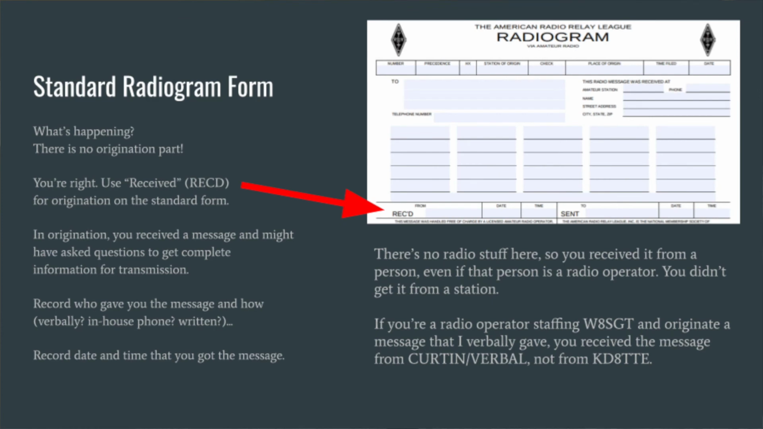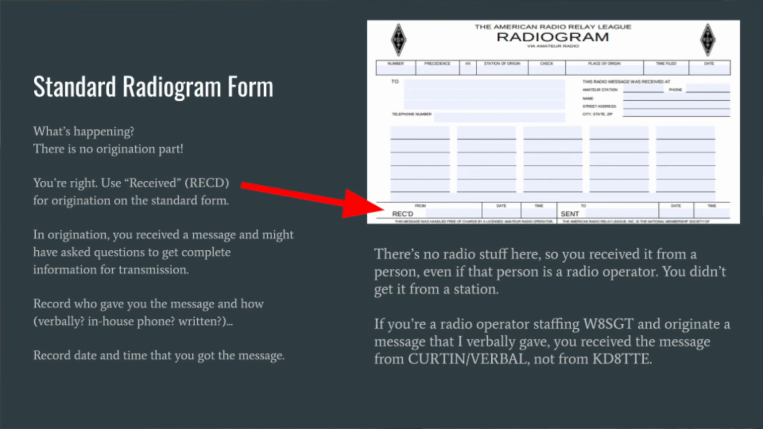There is no origination part. That's just fine. We're going to use the received field because anytime that we receive the message from somebody else, we are receiving the message. If we're receiving it from a person, we can put their name, their title, and so on in place. If we are receiving it from a station, we will put the call sign of the station from which we are receiving it.